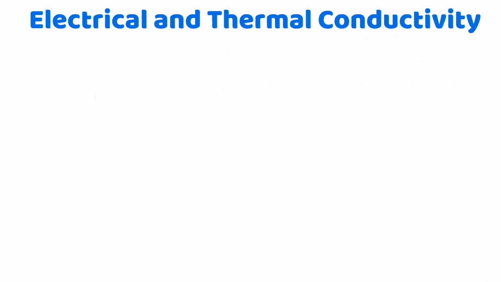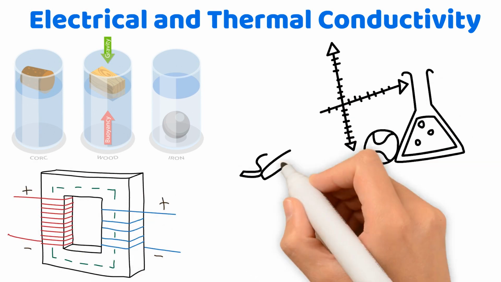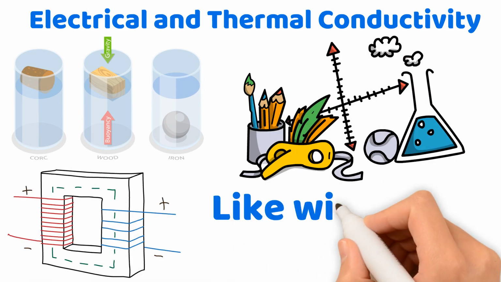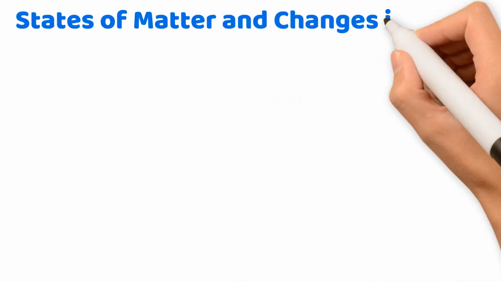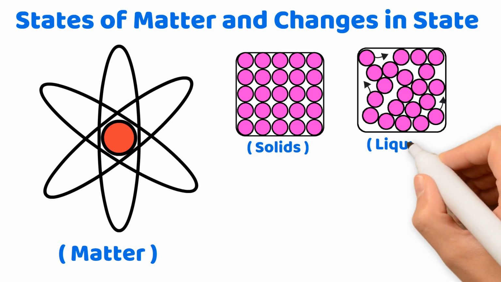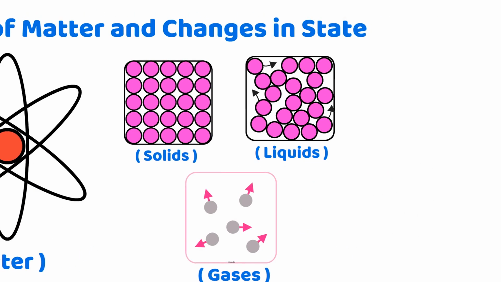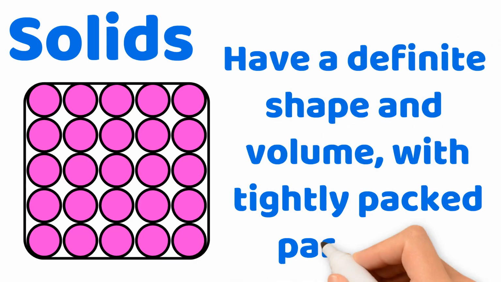These properties define how well a material can conduct electricity or heat, influencing the use of materials in various applications like wiring and insulation. States of matter and changes in state. Matter exists in three primary states: solids, liquids, and gases, each with unique properties. Solids have a definite shape and volume, with tightly packed particles.